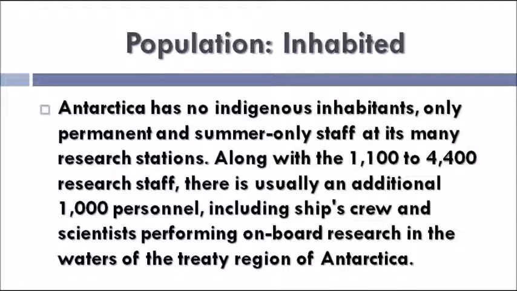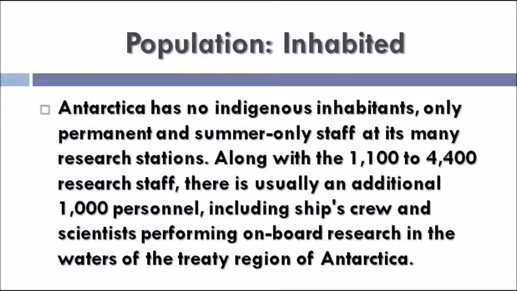Population. Antarctica has no indigenous inhabitants, only permanent and summer-only staff at its many research stations. Along with the 1,100 to 4,400 research staff, there is usually an additional 1,000 personnel, including ship crew and scientists performing onboard research in the waters of the treaty region of Antarctica.